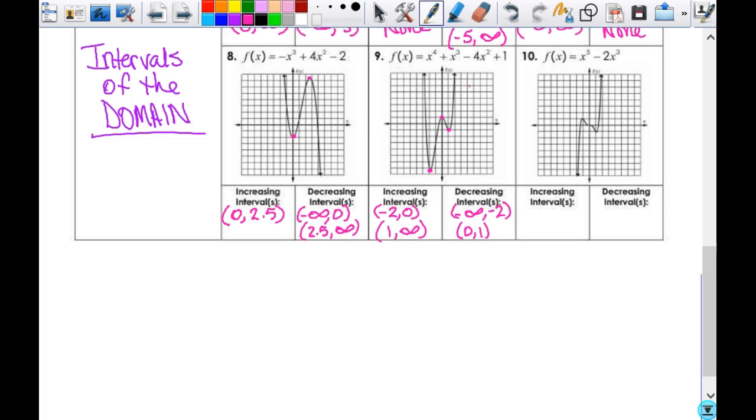All right, so let's look at 10. Do we have any increasing? Yes, starting from where? Negative infinity to -1. And then also increasing from, we'll say, 1 to infinity. Now what's this point right here called? Point of inflection, very good. So do I need to split up my decreasing intervals, or is it decreasing the whole time there?